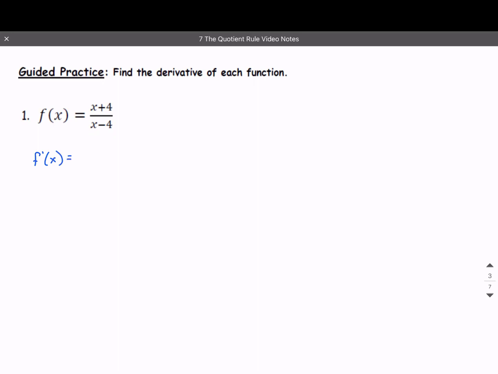So we're going to do low, so we keep the x minus 4. D high, the derivative of x plus 4 is just 1. Minus high, so we keep the x plus 4, times the derivative of the bottom, x minus 4, is 1, all over the bottom squared. Now if you look at the top, 1 times x minus 4 is just x minus 4. But this is a negative 1 you have to distribute, so you're going to have negative x minus 4.